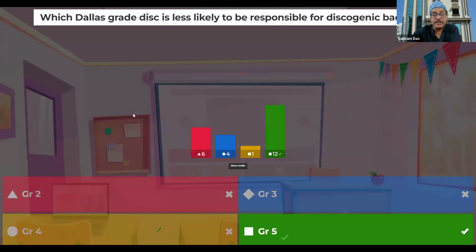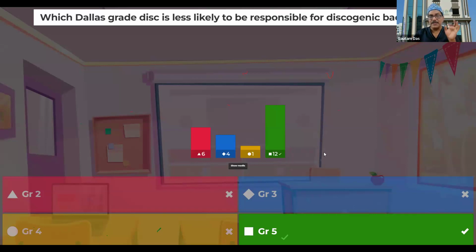The majority of you have answered grade 5, but no. You see, what is grade 5? Grade 5 means the nucleus pulposus has leaked and is coming outside. So once it has leaked through all the layers, what will happen to the interdiscal pressure? Less. Even if you are sitting, the interdiscal pressure will not rise.